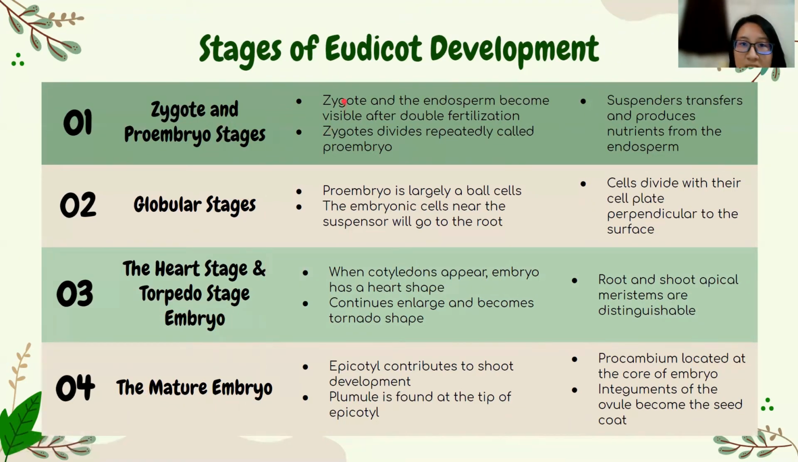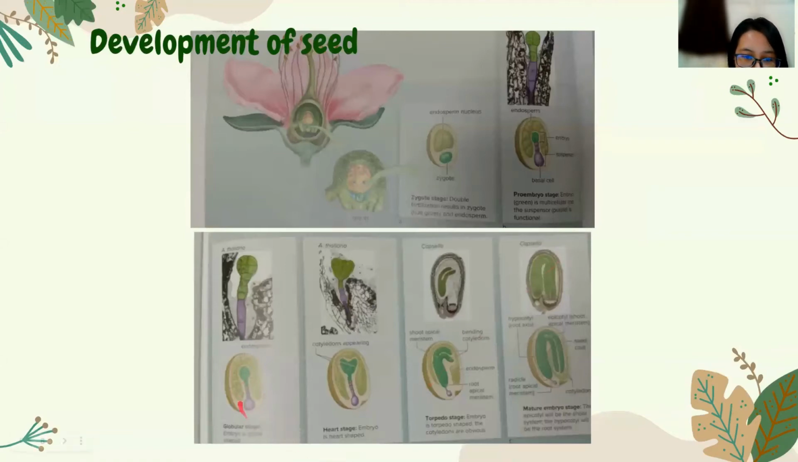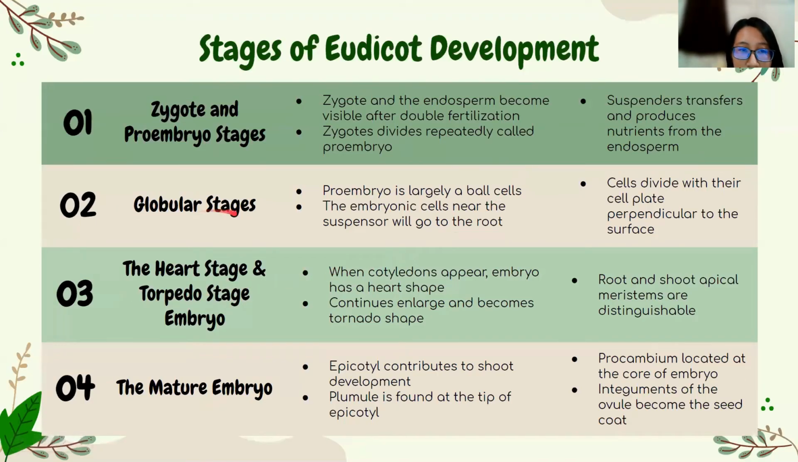So first, we have the zygote stage, in which the zygote and the endosperm become visible after double fertilization. Then the zygote will divide repeatedly until it's called a proembryo. Then the suspensor transfers and produces nutrients from the endosperm. A suspensor is this purple thing we have here. Next, in the globular stage, the proembryo is largely just a ball of cells, but the embryonic cells near the suspensor will go to the roots and become roots. Then the cells divide with their cell plate perpendicular to the surface.